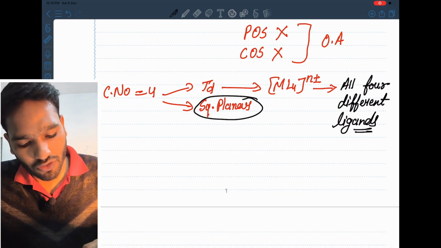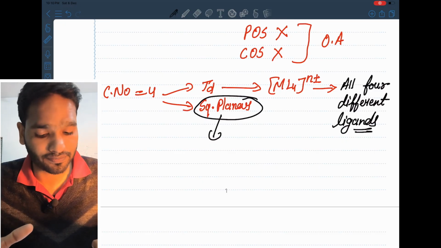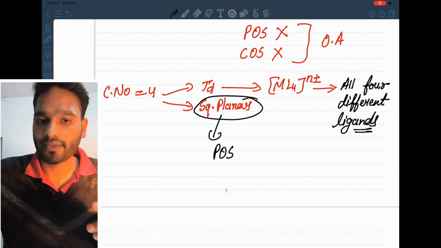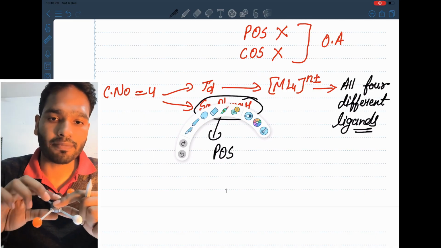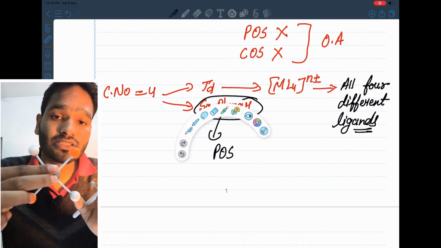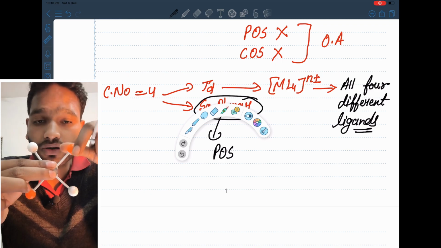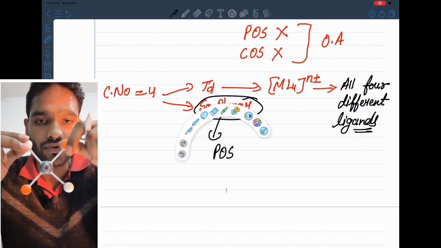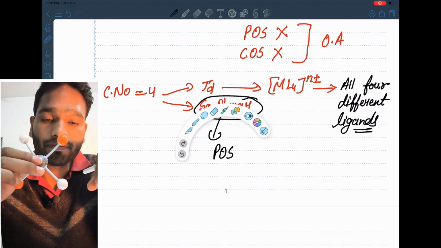In case of a square planar complex, there will always be a plane of symmetry. I will show you how a square planar complex looks. So this is a square planar complex, and this plane will always be present, which will cut all the 4 atoms: this one, this one, this one, and this one. If it cuts all the 4 atoms, then the POS will be there.